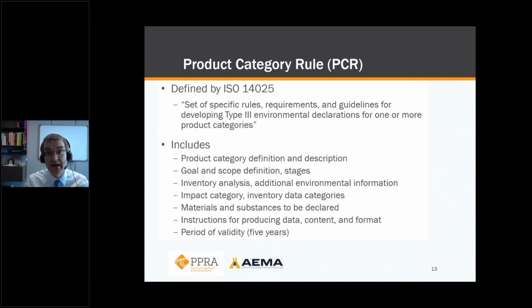And then finally, it has a period of validity, and that is 5 years. So a PCR does need to be updated every 5 years in order to ensure that it is as accurate as possible.